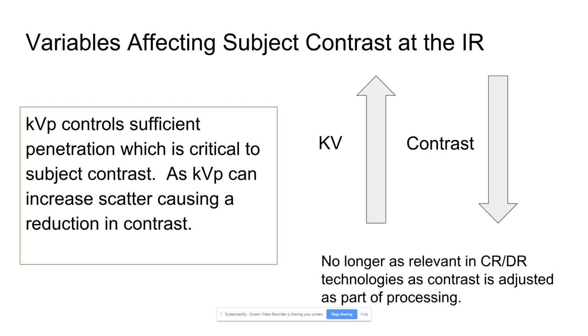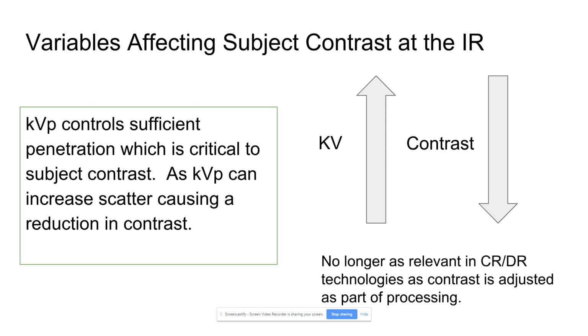kV versus contrast. So it's minimal now, right? We need enough kV to penetrate the part. That part is true. Does scatter go up when kV goes up? That's true, although most of the scatter is coming from the patient. So technically when kV goes up, contrast goes down because there's a little bit more scatter, but it's no longer as relevant because of digital technologies that fix things for us.